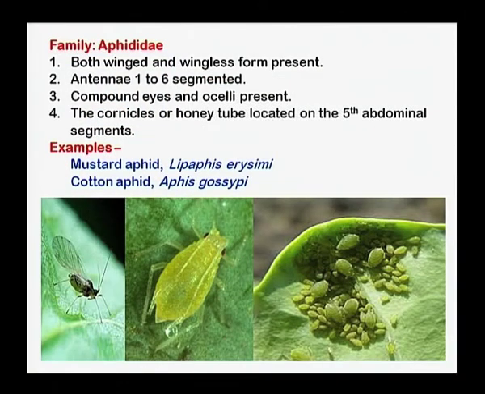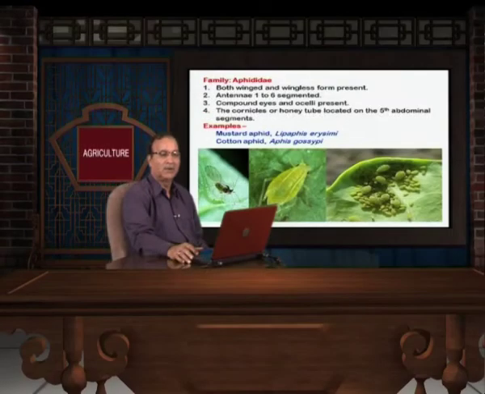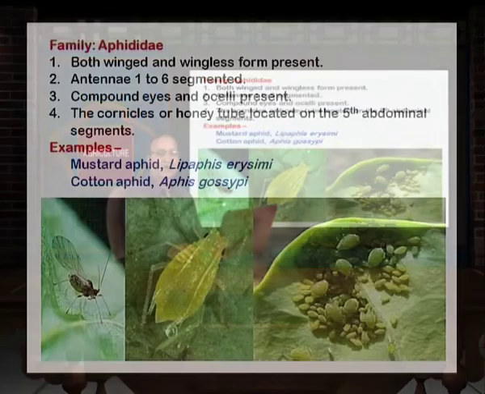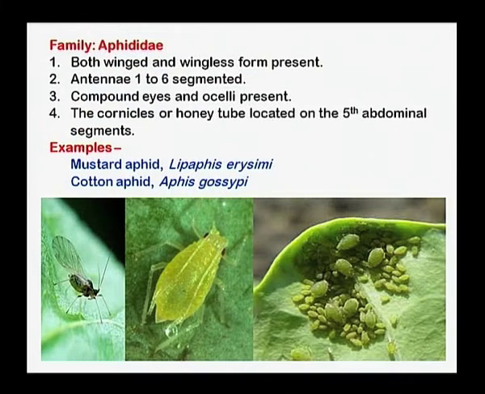Aphididae is another important family under the order Hemiptera, where both winged as well as wingless forms are present. It means winged as well as non-winged insects are present. Antennae are 1 to 6 segmented. Compound eyes and ocelli both are present.